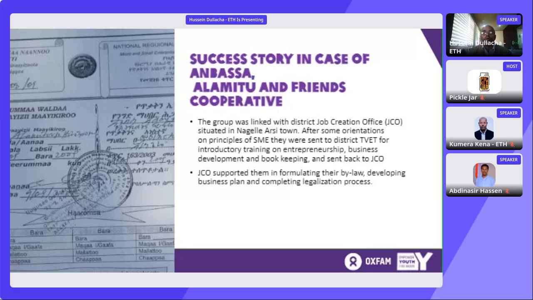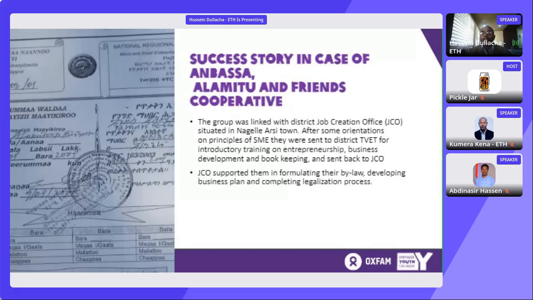And the Job Creation Office was responsible for at least reviewing their bylaw, developing a business plan, and completing legalization. They are beginners. They have to gain experience of bylaw development, which they have to share with others and discuss for a long time so that they internalize what the bylaw says.